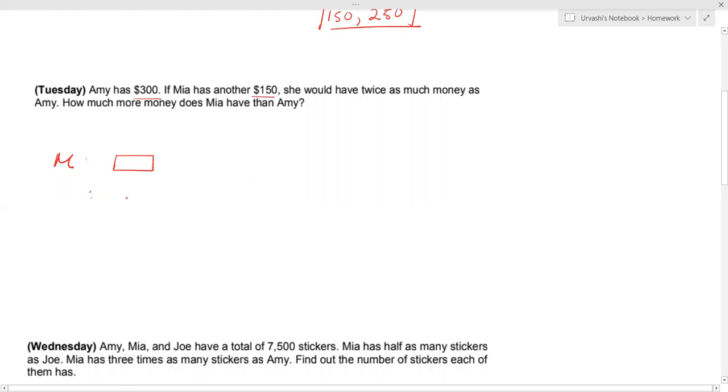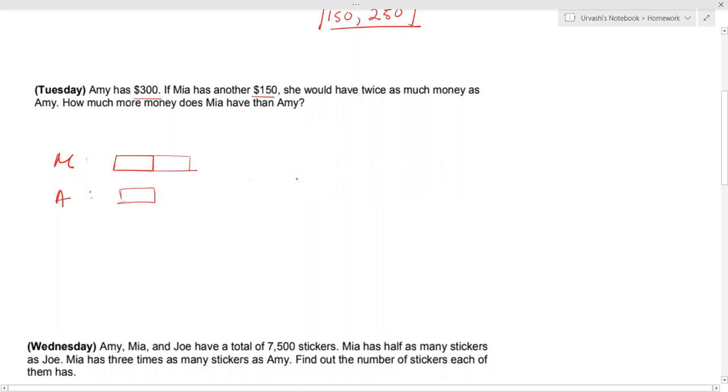And then I did 300 times 2 equals 600. And 600 is the total money for Mia, and then 600 minus 150 equals 450, and then 450 minus 300 equals 150, and then Mia has $150 more than Amy, and then in Amy's box is 300.